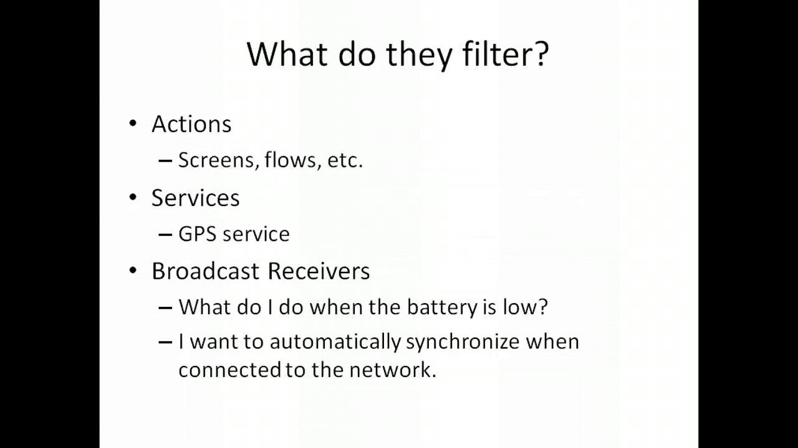So what do they filter? They filter three main things. The first is actions. Now we know what actions are. They are activity classes like we've put together on our application so far, different screens and things like that. So if I want to show a gallery view, that would be an action. If I want to take a picture, that would be an action. Next thing is services. Services are things like the location service, which we will use later in this course. Services are things that you can subscribe to that provide you some type of information. So if you want to use GPS, you're going to want to subscribe to the location service.